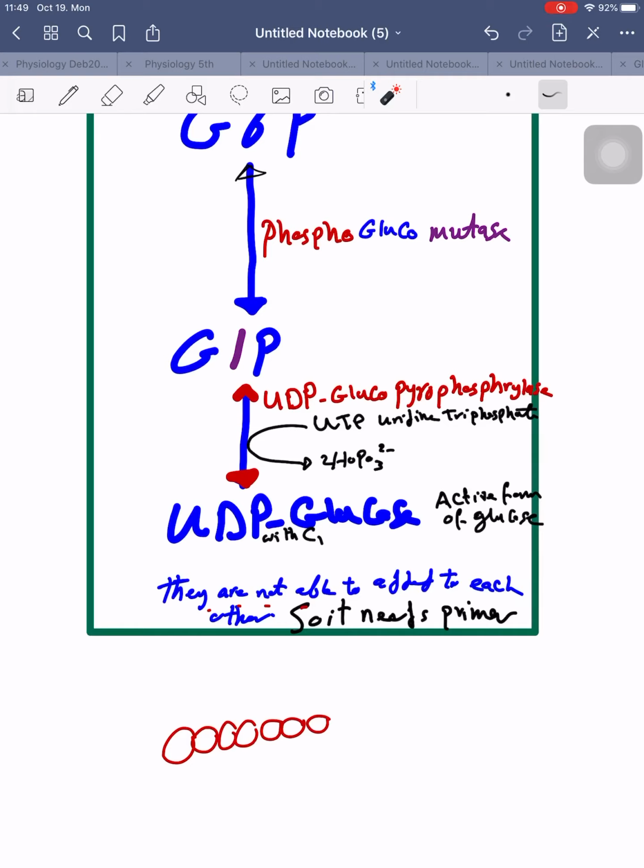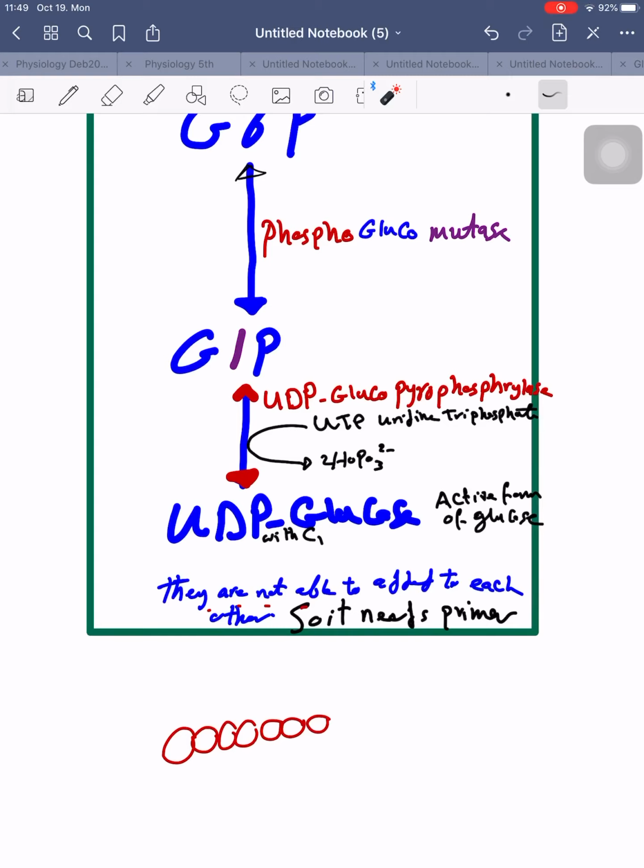Our body uses some molecule called uridine triphosphate. So uridine triphosphate comes to bind with glucose 1-phosphate. Then we release pyrophosphate, leaving uridine diphosphate. So uridine triphosphate comes to the reaction and binds with the glucose at the carbon number 1 to form UDP glucose. So what is UDP glucose? Uridine diphosphate glucose.